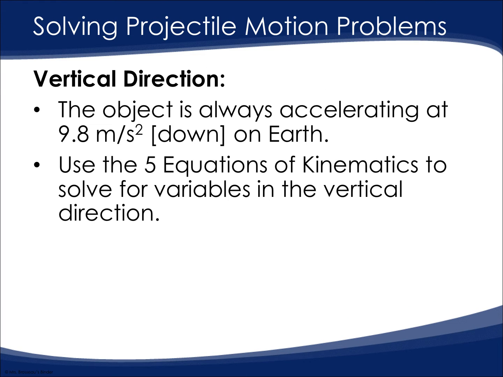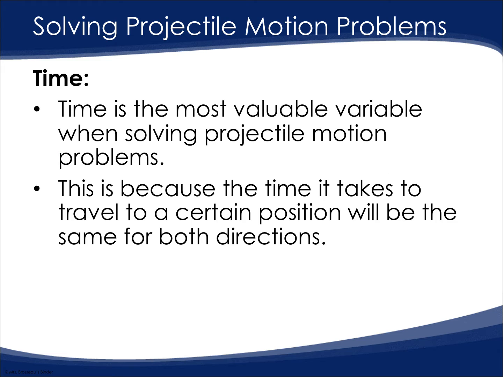Again, acceleration is always 9.8 down. We'll use our 5 equations of kinematics to work with everything in the vertical direction. Time is the same in the horizontal and vertical columns because it's going to be the same for both directions. So that's going to be our key for figuring out things from one side to the next.